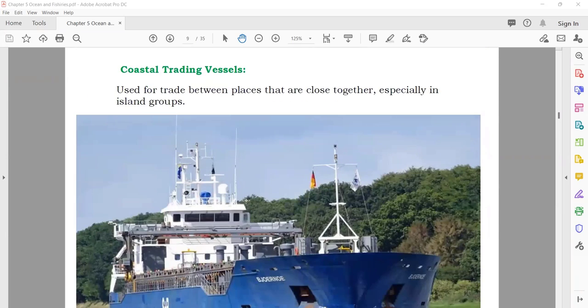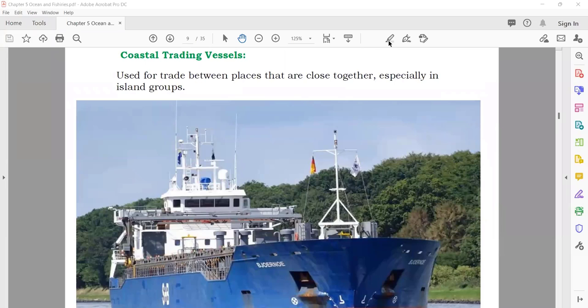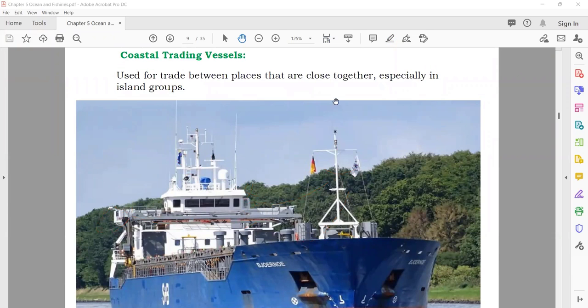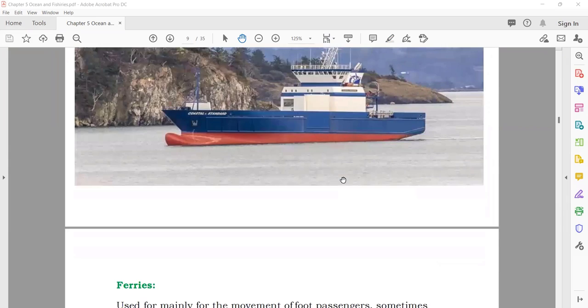After that, we have coastal trading vessels. They are also ships, but they are smaller in size as compared to others. They are used for trade between places that are close together, especially in island groups. For example, as I told you, in Maldives they have islands very close, maybe 5 kilometers, 10 kilometers. So they are used in between, moving from one island to another. They also take people from one place to another. They take goods, and also food supplies and other things. So they are known as coastal trading vessels. You can see they are smaller in size.